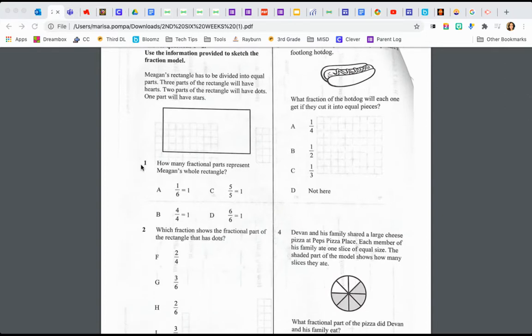And then number 1. How many fractional parts represent Megan's whole rectangle? A, 1/6, which equals 1. B, 4/4, which equals 1. C, 5/5, which equals 1. Or D, 6/6, which equals 1.